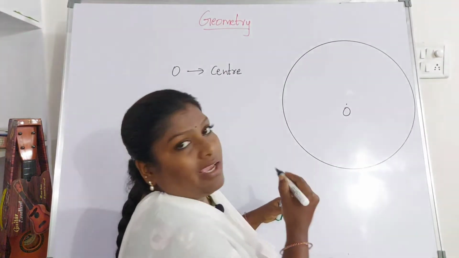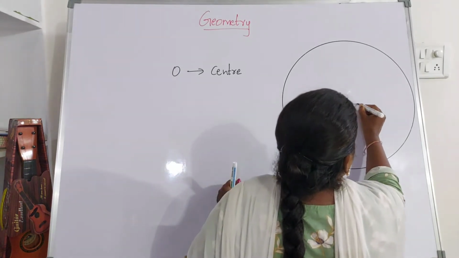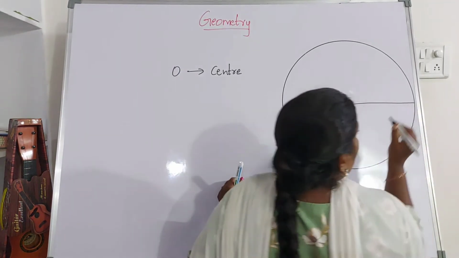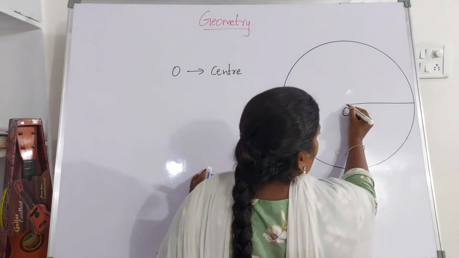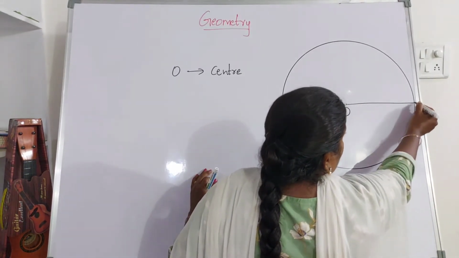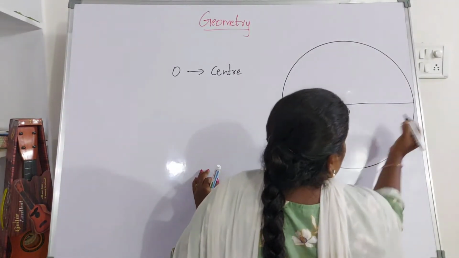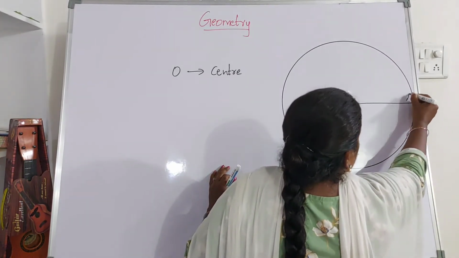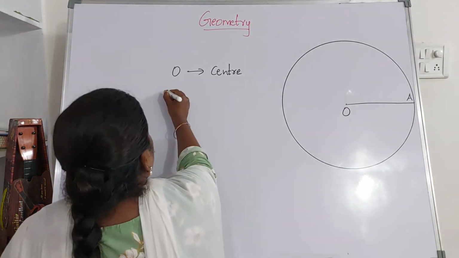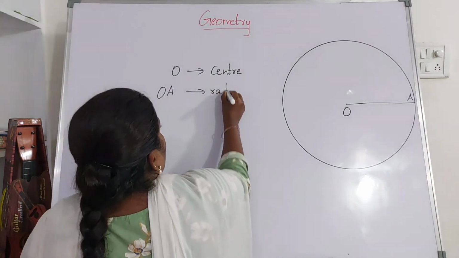Now any line segment touching the center point and touching the circle at one point is called radius. So this point I am representing as A. So OA is radius.